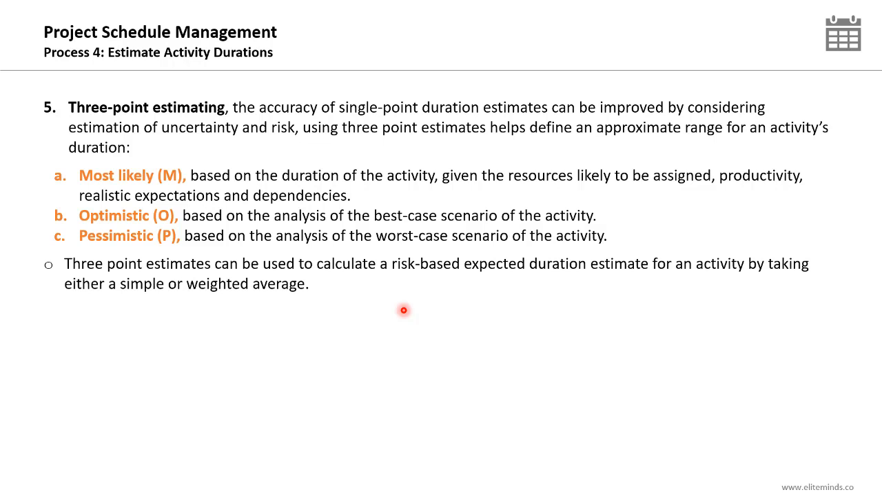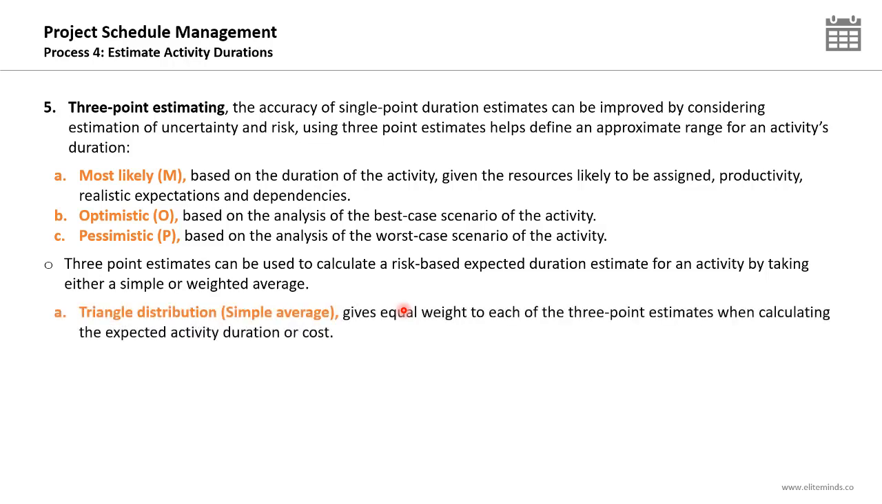3-point estimates can be used to calculate a risk-based expected duration estimate for an activity by taking either a simple or weighted average. So we have 2 formulas in order to find out the 3-point estimate for an activity.